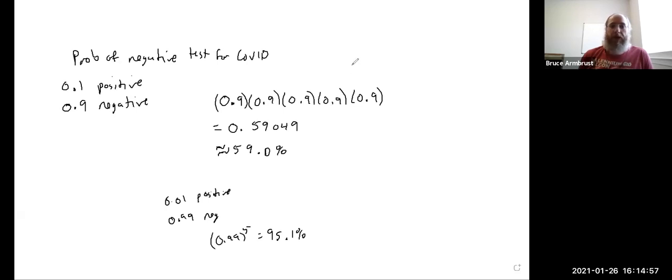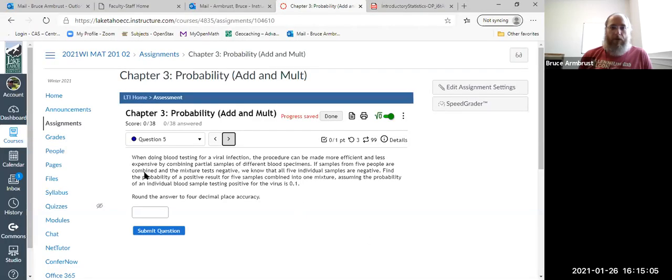So Sirmani, I see your comment in the chat box. Let me go look at my question and see what it's asking for. All right, so find the probability of a positive result for 5 samples. What did we just calculate? What was that, 59%? Yeah, that was the probability of a negative result. So how are you going to get the probability of a positive result from our negative result?